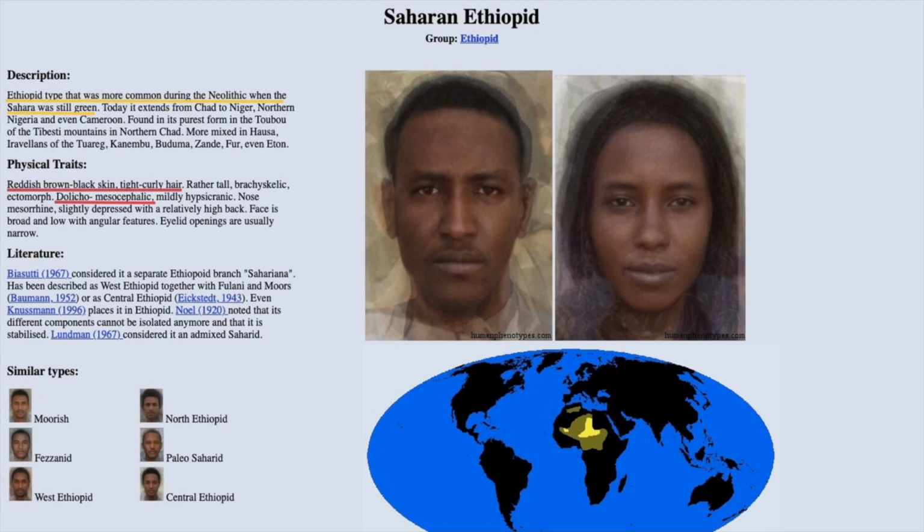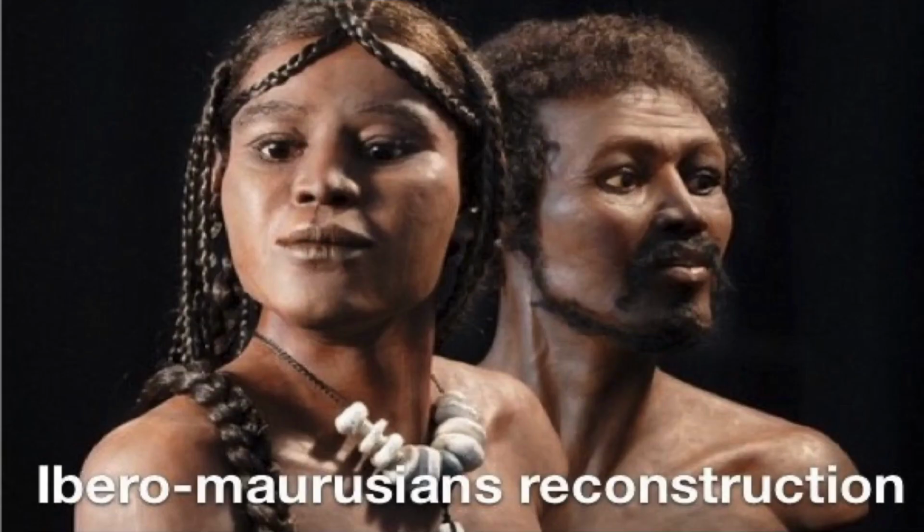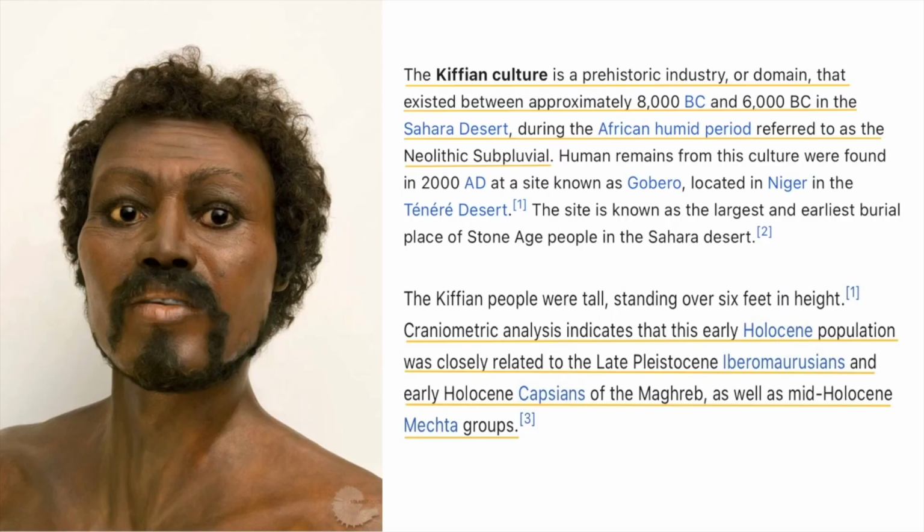So this is one example of what the ancestors of Middle Easterners could have looked like. And then here are Ibero-Maurusian reconstructions. And here is an Ibero-Maurusian man and woman.